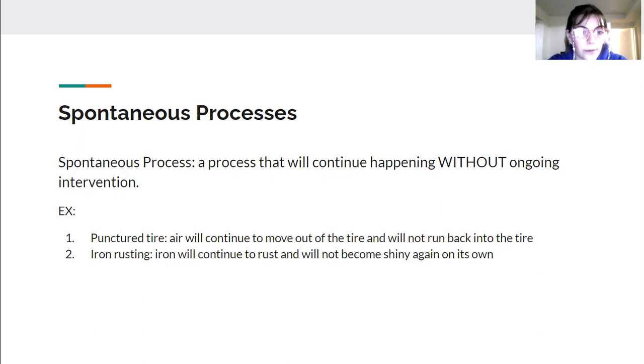So, for example, a punctured tire. Air will continue to move out of the tire once it's punctured, and it will not run back into the tire. The same concept applies to iron rusting. Iron will continue to rust once it starts, and it will not become shiny again on its own.